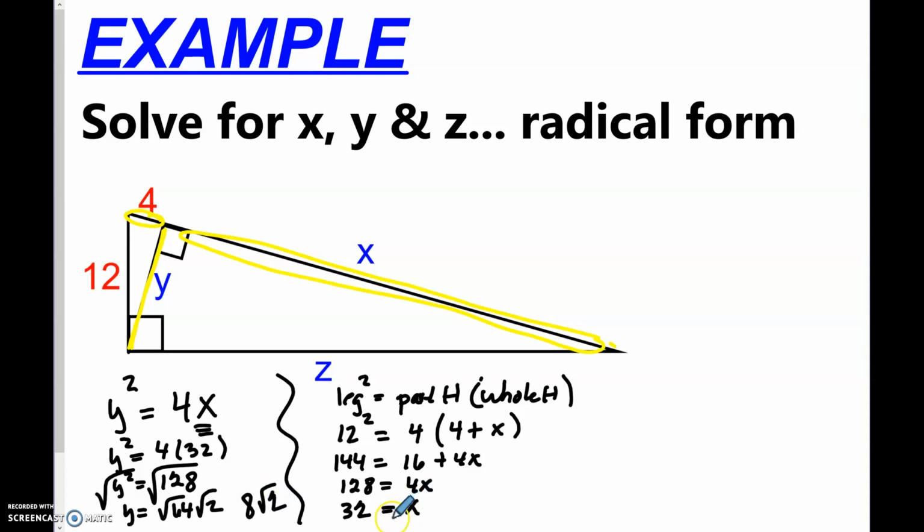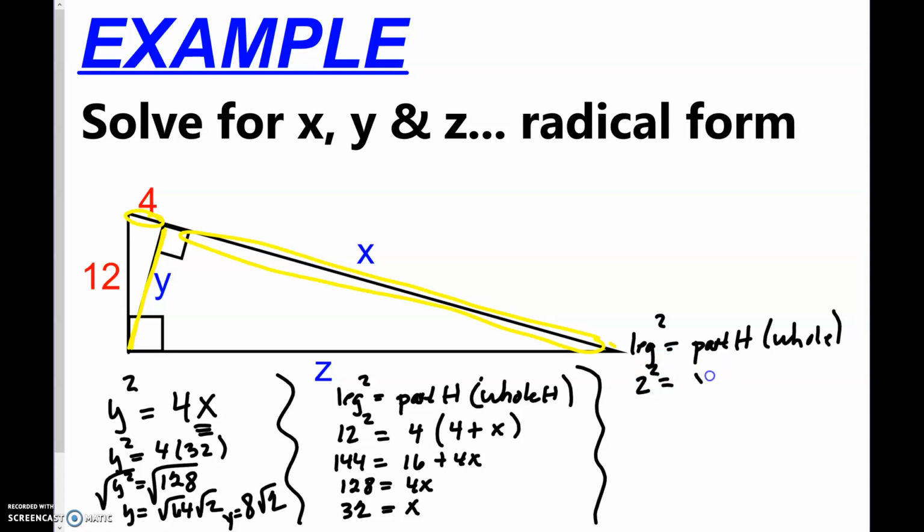So now I have x is 32, and I have y is 8 root 2, and now I need to find z. So if I'm going to set up z, it's going to be similar to what I did in the middle. I am going to take my leg and square it, and I'm going to take the part of the hypotenuse times the whole hypotenuse. So my leg squared this time, I'm going to be using z squared. And then the part is x, and the whole thing is x plus 4.